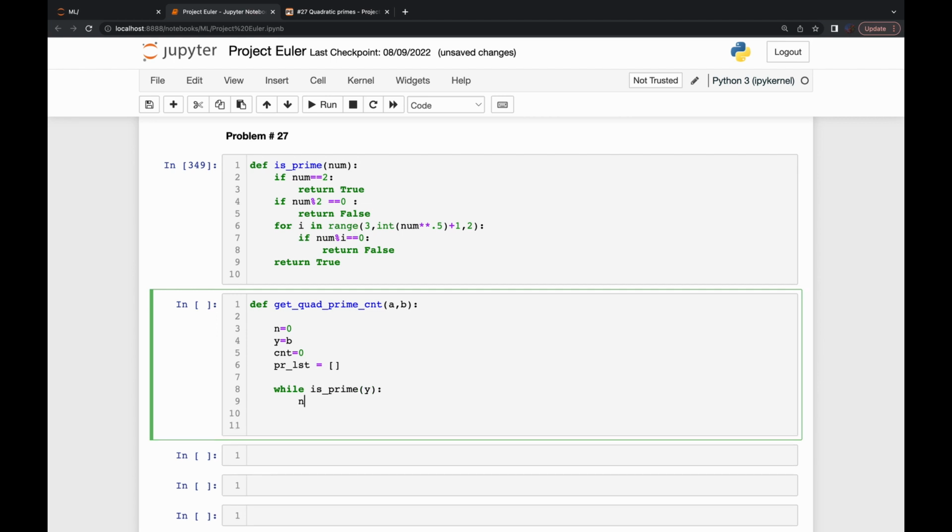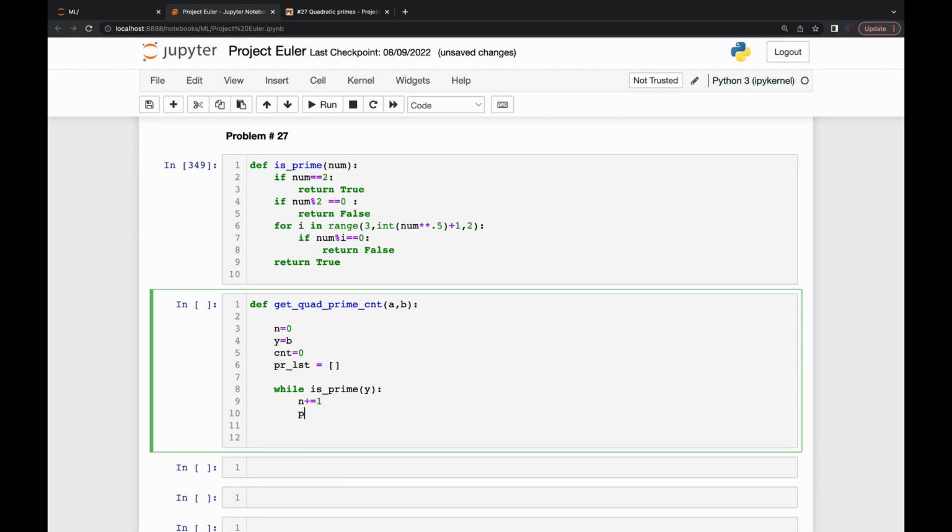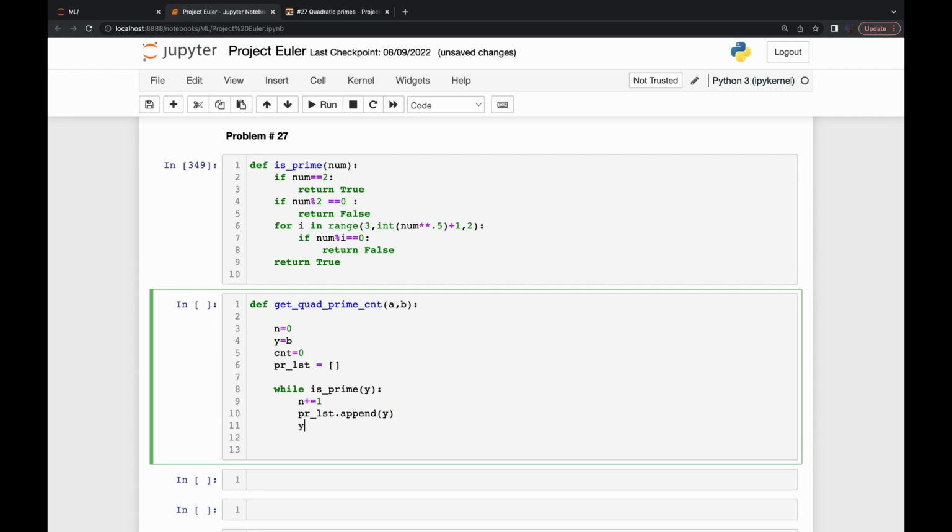Then if it is prime, I'll just increment n by 1, and then in the prime list I'll append the prime list as our y value. Then let's calculate the y. y is equal to n square plus a multiplied by n plus b. This is the actual quadratic equation.